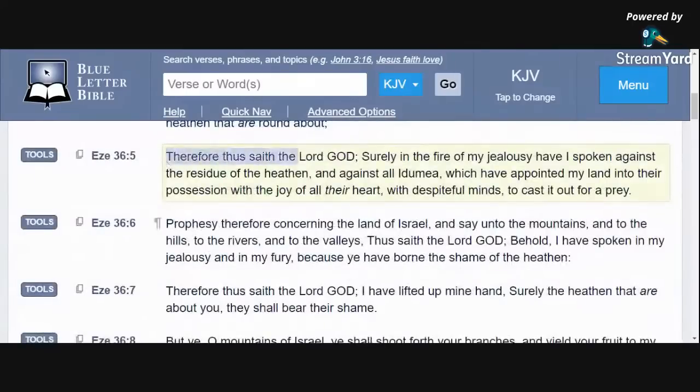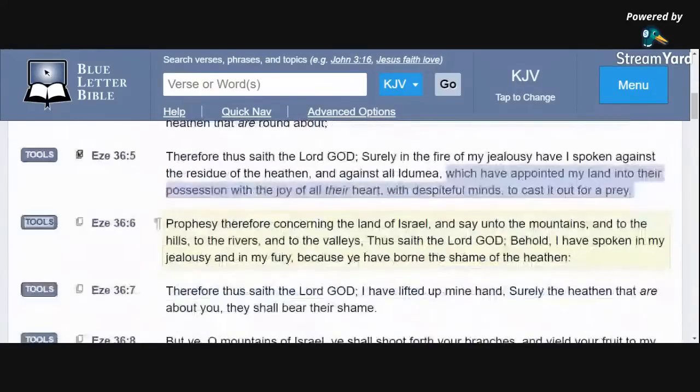Therefore, thus saith the Lord power, surely in the fire of my jealousy have I spoken against the residue of the heathen and against all Idumea, Edomites. What did they do? Which have appointed my land into their possession with the joy of all their heart, with despiteful minds to cast it out for a prey. Edomites took your land, put the name on themselves, changed your everything up, changed the map of the earth. They did a lot of stuff.